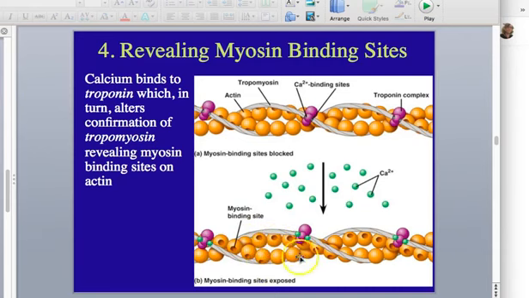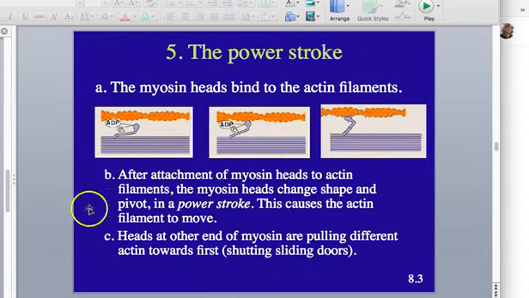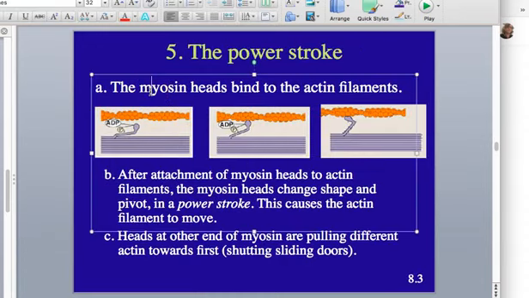We have these active sites on that actin, where they are now totally open, saying, here I am, which is awesome because that's what myosin gets to bind to.